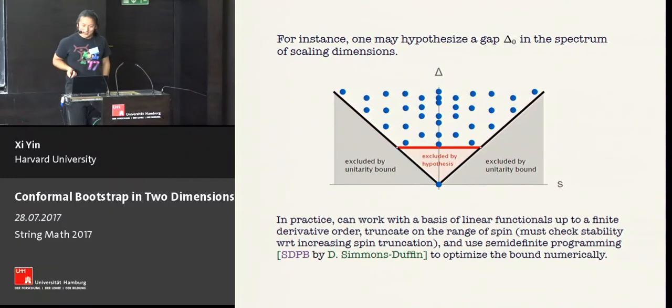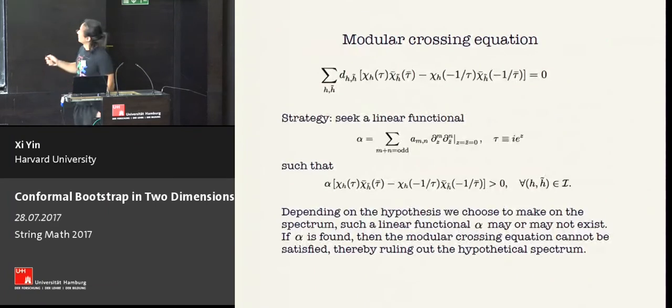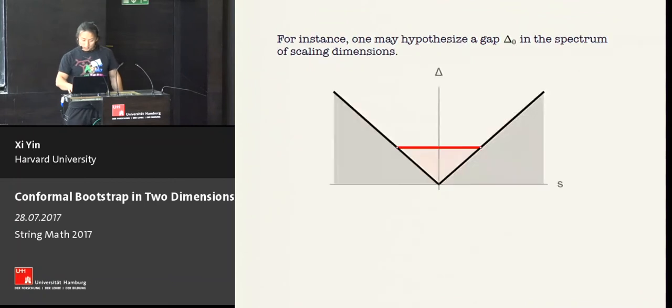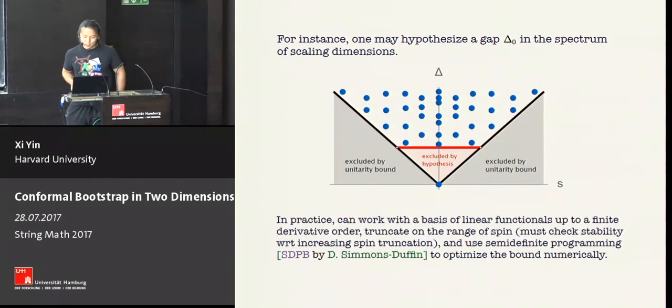Now, in practice, you can take some linear functional of the form I wrote before. You can take just a few derivatives and see if you can rule out some possible gap, and the answer is you can. But of course, the more complicated a linear functional you allow, the stronger the result you might be able to obtain. In practice, in order to optimize these bounds, we have to resort to numerics because these would involve higher and higher derivative order. And in practice, we need to truncate the range of spin, and one has to carefully ensure numerical stability.